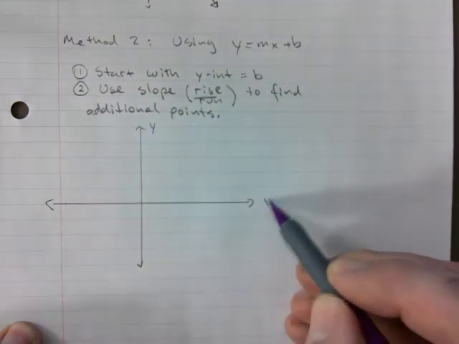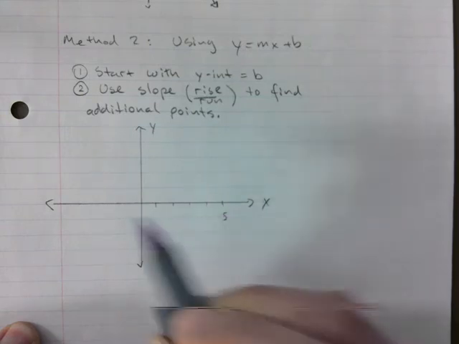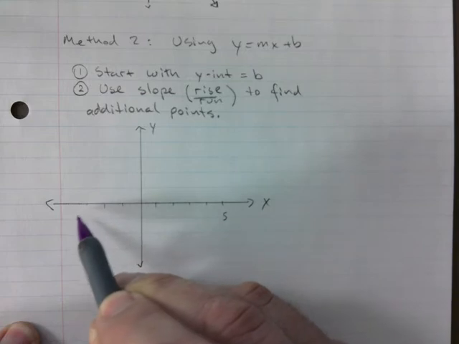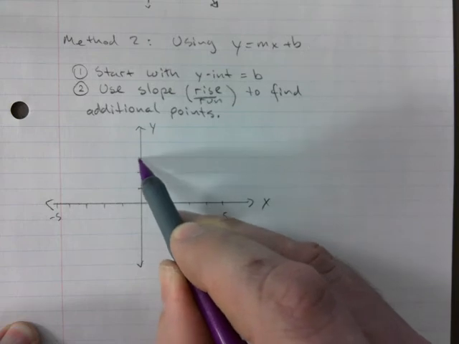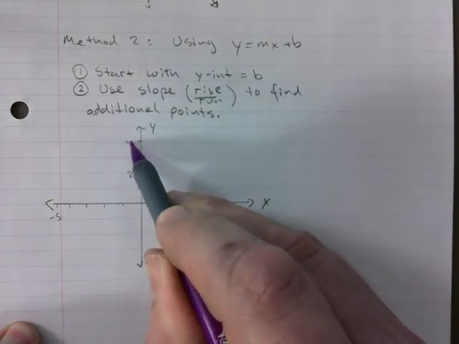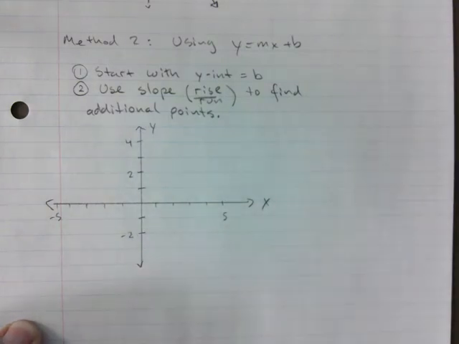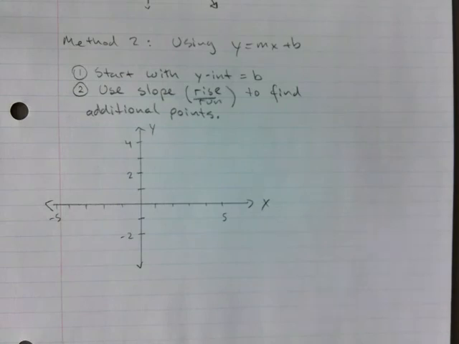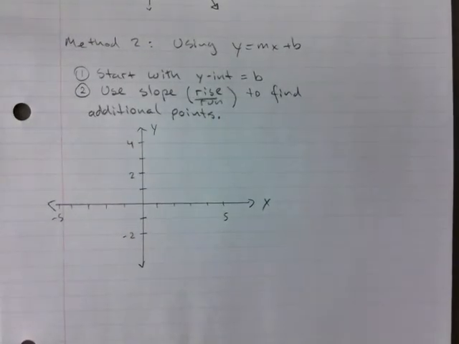This is the Y, this is the X. I'm going to go 1, 2, 3, 4, 5. 1, 2, 3, 4, 5. So again, you don't need to label every single one. Here and there is fine, but you're clearly indicating what your slope is. I'm going to use a different color.